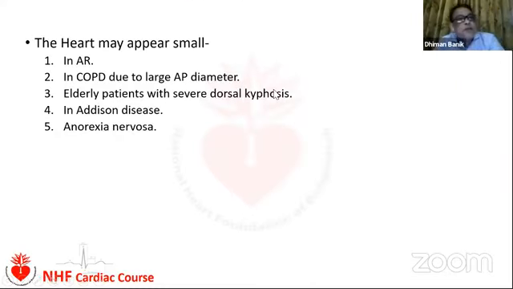Heart may appear normal or small in chest radiograph in case of mild to moderate air. In the presence of air, though the heart is enlarged, the apex is displaced inferiorly, so it appears to be small in size. In patients with COPD, there is large anterior posterior diameter. In elderly patients with severe dorsal kyphosis, the heart may appear small. In case of Addison's disease and anorexia nervosa, heart may appear small due to absence of brown fat.